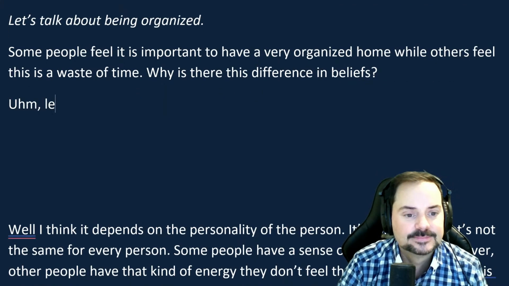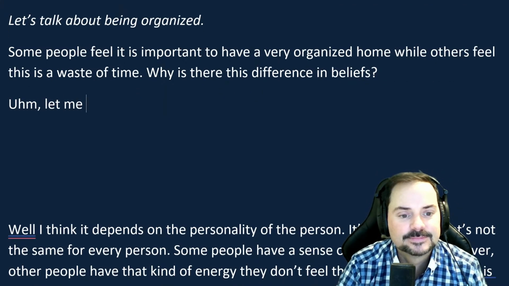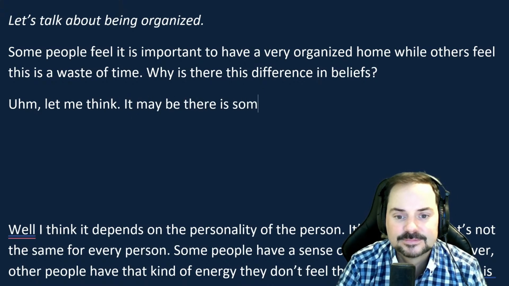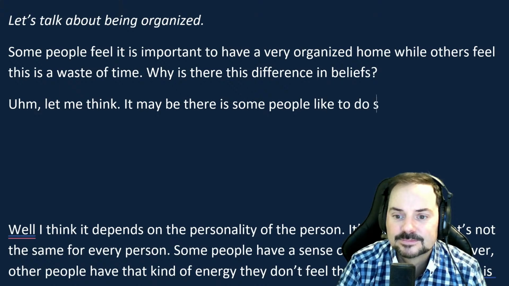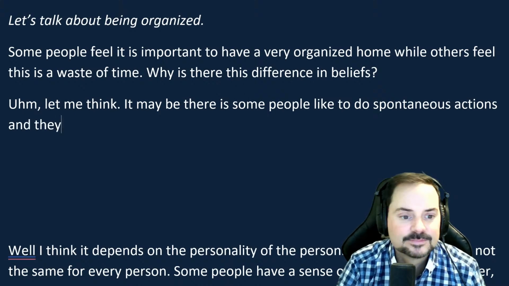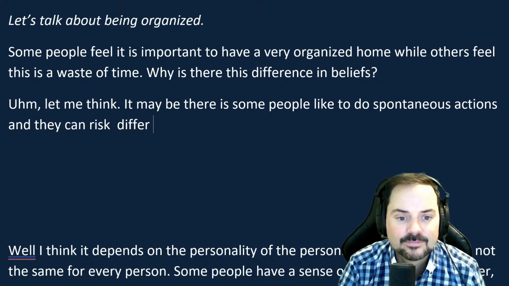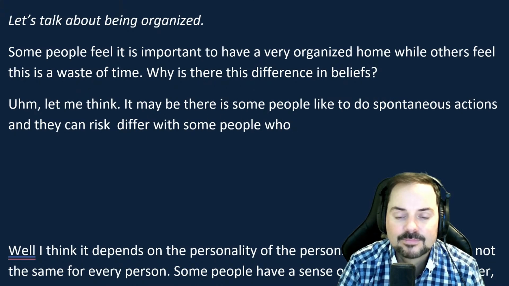Let me think. Maybe there are some people who like to do spontaneous actions because of saving time and energy, and they could take risks that happen in the future. It differs with people who make time management earlier before doing some activities. They may have a personality which is an on-time person.